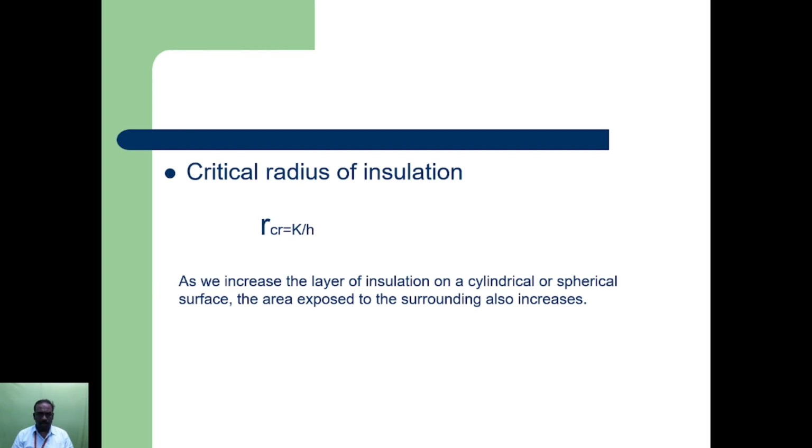Now we are going to discuss the formula for critical radius of insulation, or CR. The critical radius of insulation equals k by h. k means thermal conductivity of the material, h means heat transfer coefficient. That is, thermal conductivity divided by heat transfer coefficient of the material.